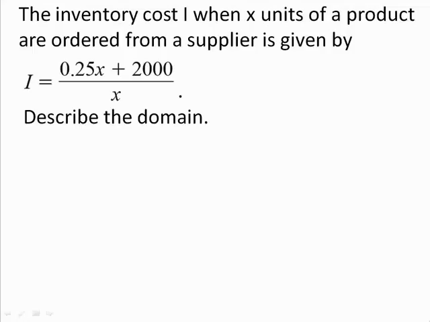The inventory cost I, when x units of a product are ordered from a supplier, is given by I equals 2500 x plus 2000, all divided by x. Describe the domain. The denominator cannot be equal to 0, so x cannot be equal to 0. Because x represents the number of units, it cannot be negative. X has to be greater than 0. X also has to be an integer because you cannot order a fraction of the unit. So the domain is all integers greater than 0.